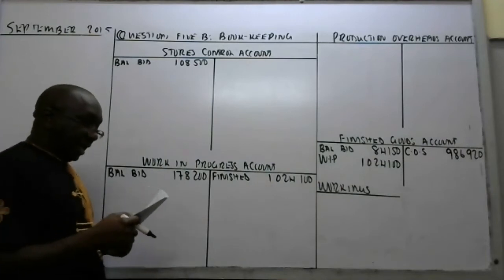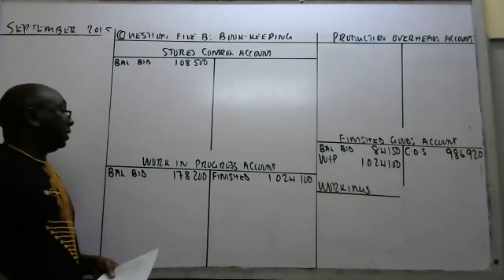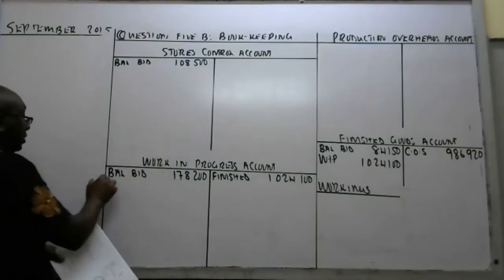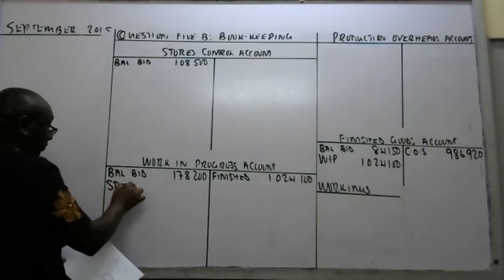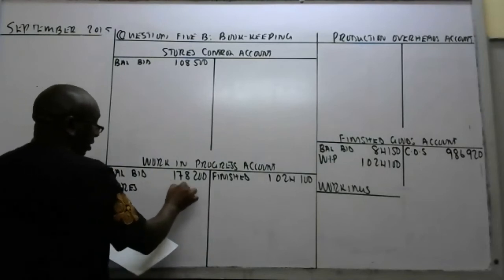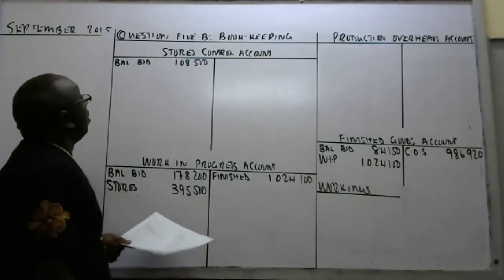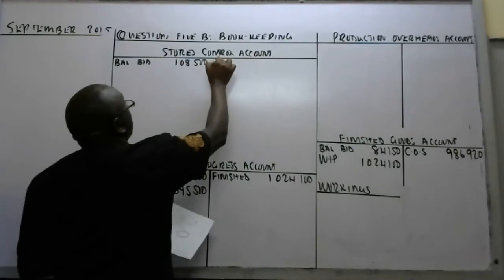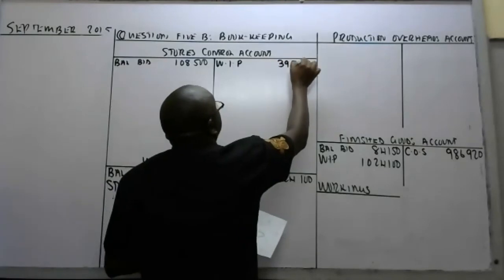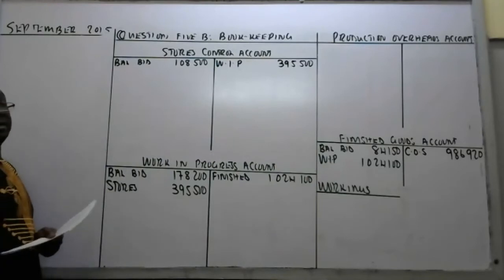The next one is direct materials issued. When materials are issued, you debit work in progress and you credit the stores. So let's start with work in progress, because of the stores, 395,500. And then we go to the stores, because of work in progress, 395,500.